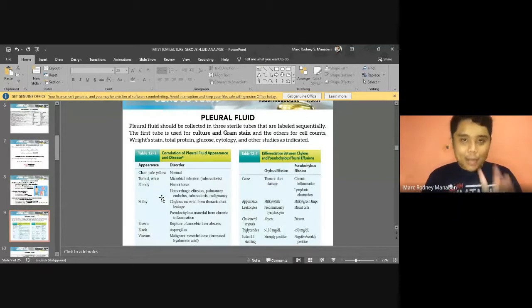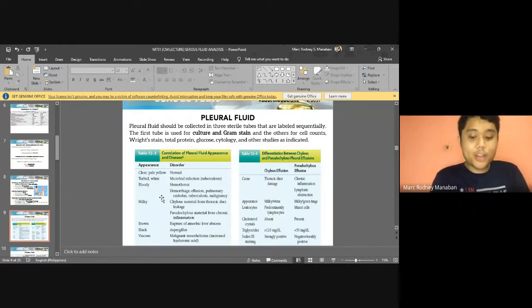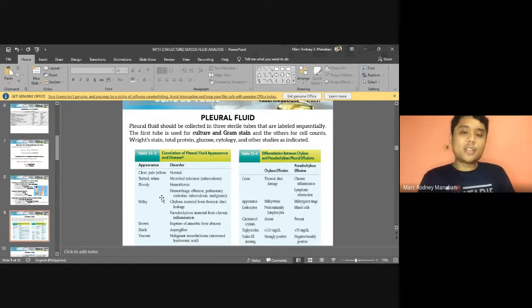It's in your notes, right? I made it tabular so that at least it's already a summary. Easy lang. Okay? So for pleural fluid, there are 3 tubes. The first tube is for culture and gram stain, so they do the culture and gram stain first. And the others are for cell counts and the other tests.